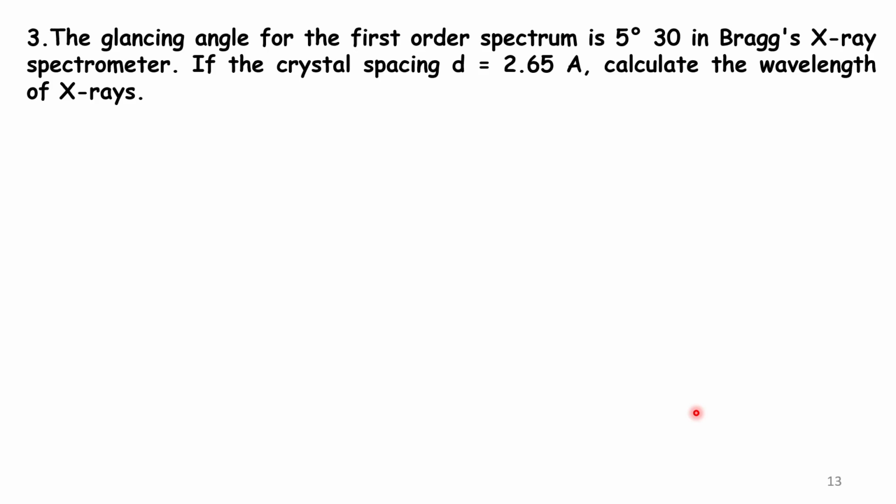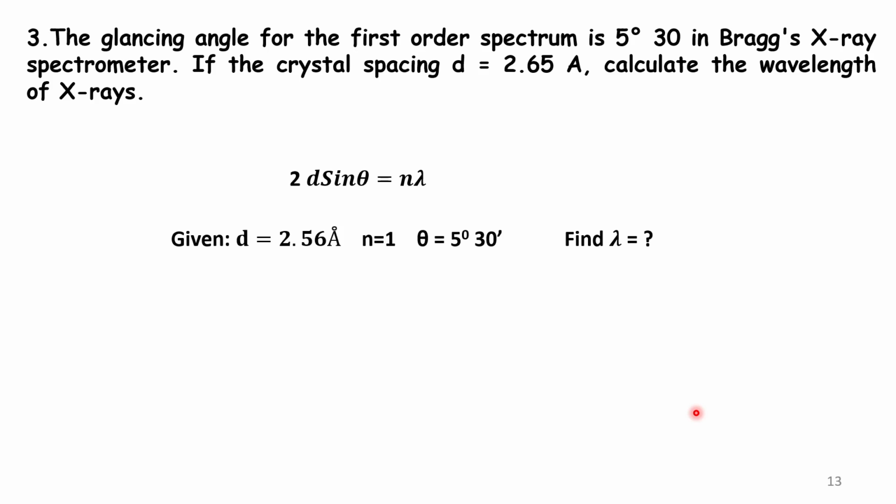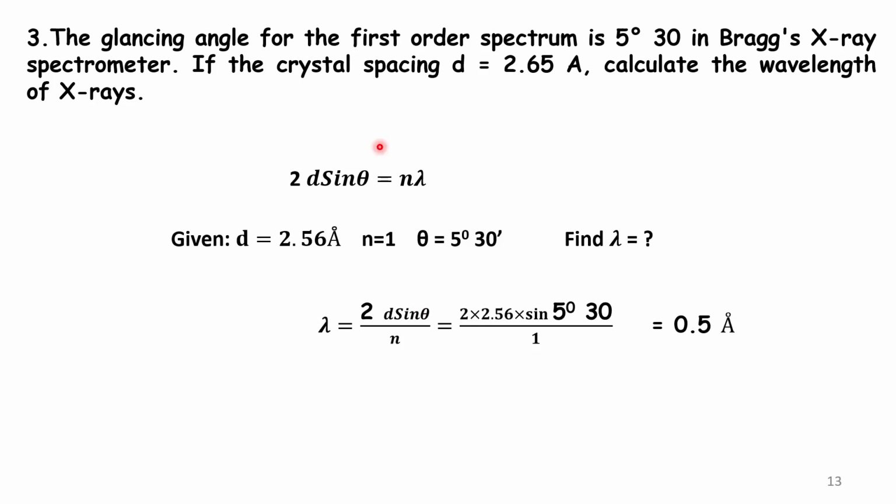If the crystal spacing is 2.65 angstrom unit, calculate the wavelength of the X-ray. Now in this problem you have to calculate the wavelength. So you have to use the same Bragg's diffraction condition, 2d sin theta is equal to n lambda. Now first write down the given parameters here, that is the interplanar spacing d, given here for the first order, and the glancing angle is given here. So rearrange this equation, express it in terms of lambda.